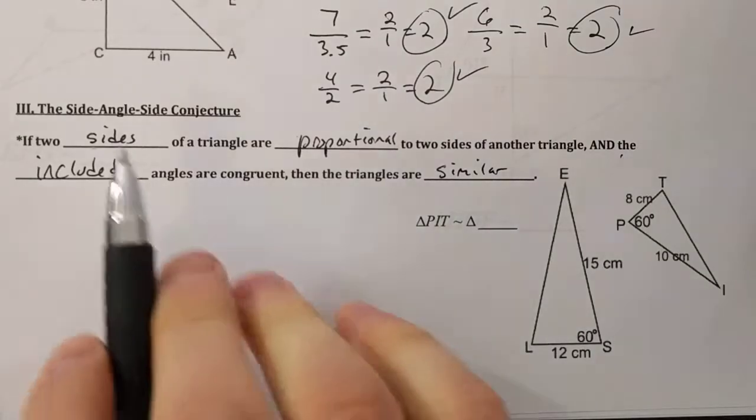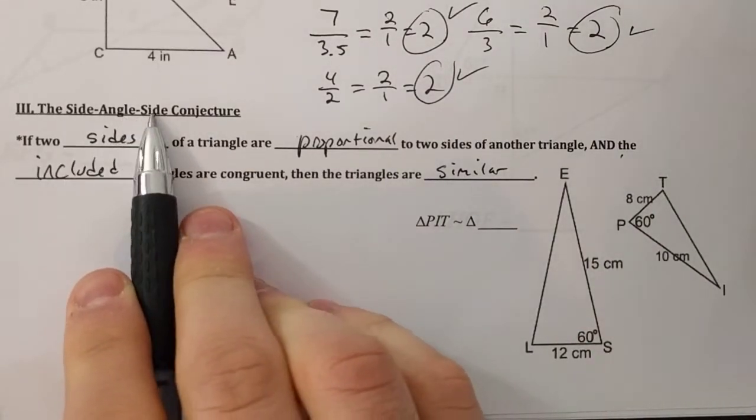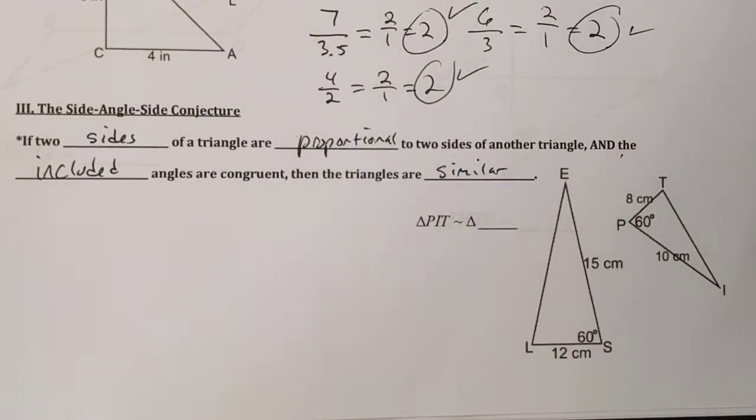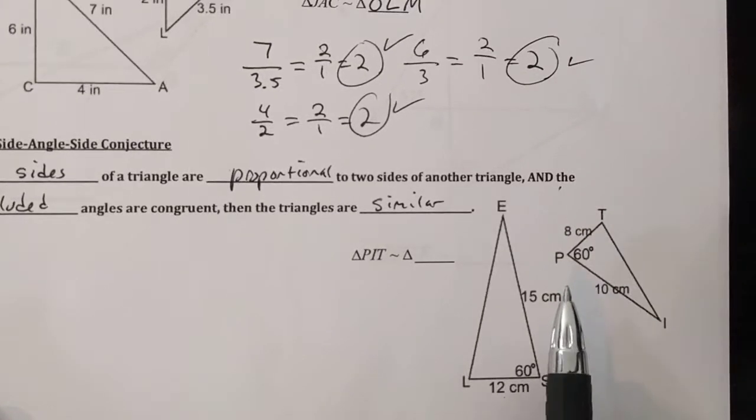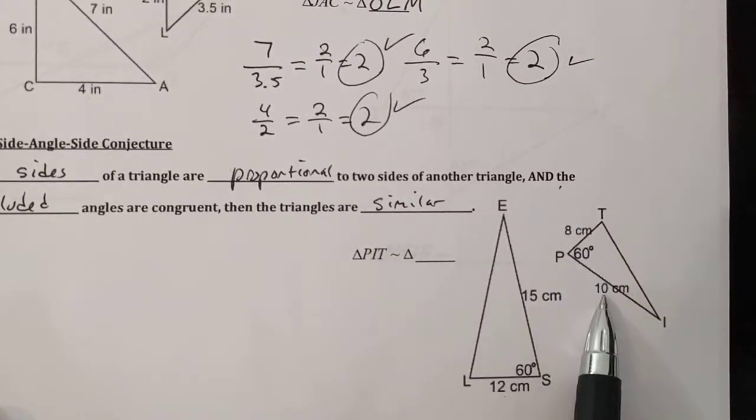So pay attention to the order here. Side, angle, side. The angle is put in between the two sides for a reason. That's because when you look at it in a triangle, the angle has to be included, or in between, the two sides. So for example here, 15 and 12, 60 is in between or included between these two. Same over here, 60 degrees is included between 10 and 8.